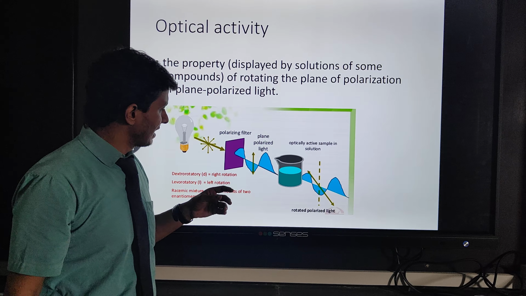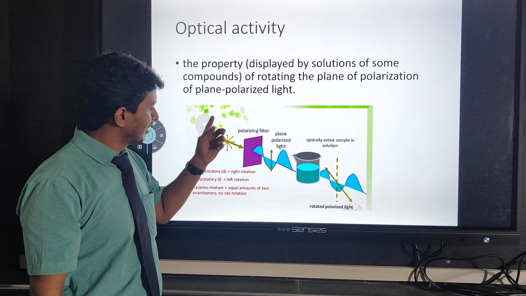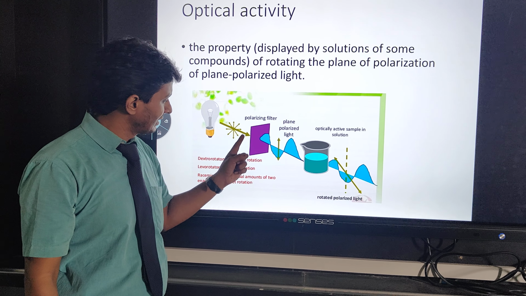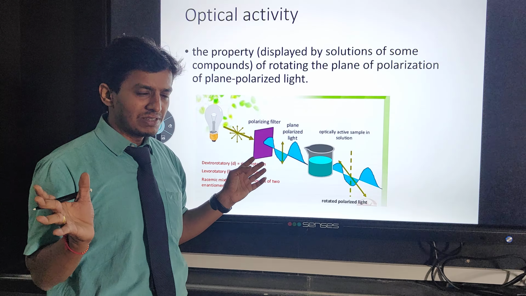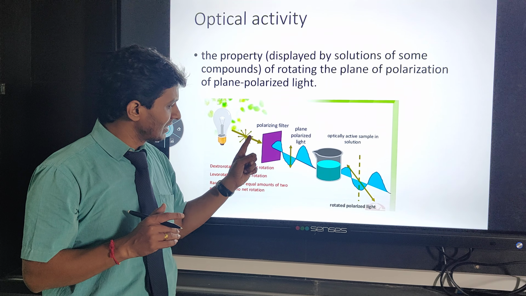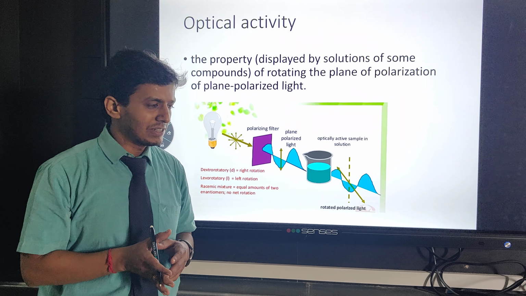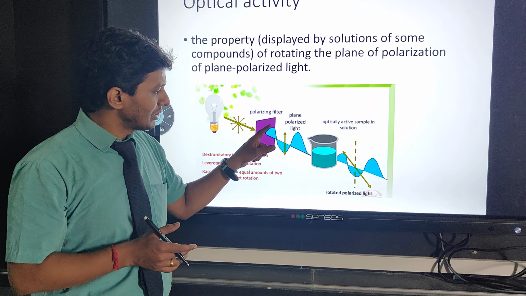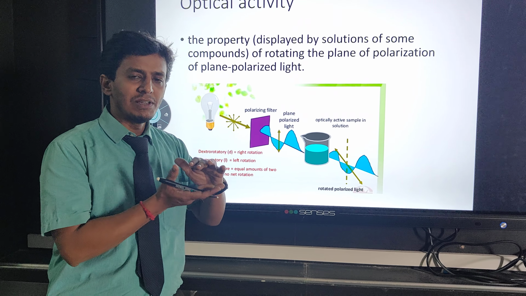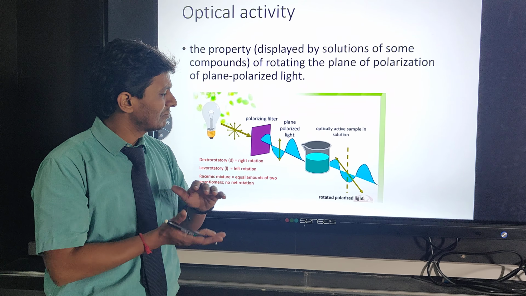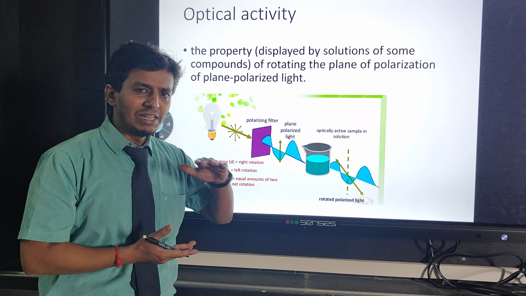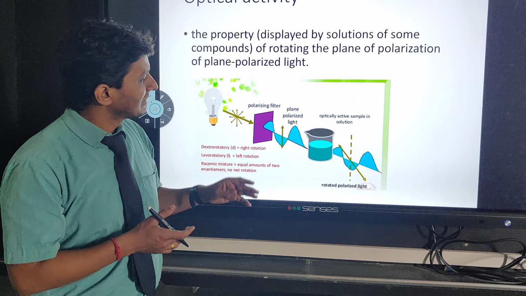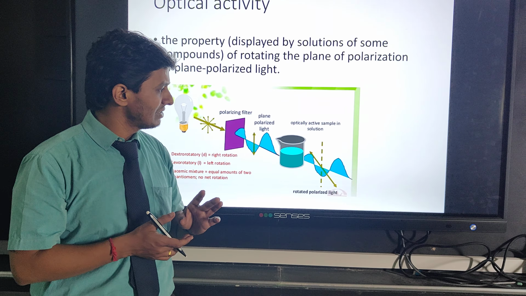For example here, this light source has several possible vibrations, and when this light passes through a polarizing filter, after passing through it the light has vibration in only one direction, and that's why it is called plane polarized. Light having a vibration in a single plane is called plane polarized.